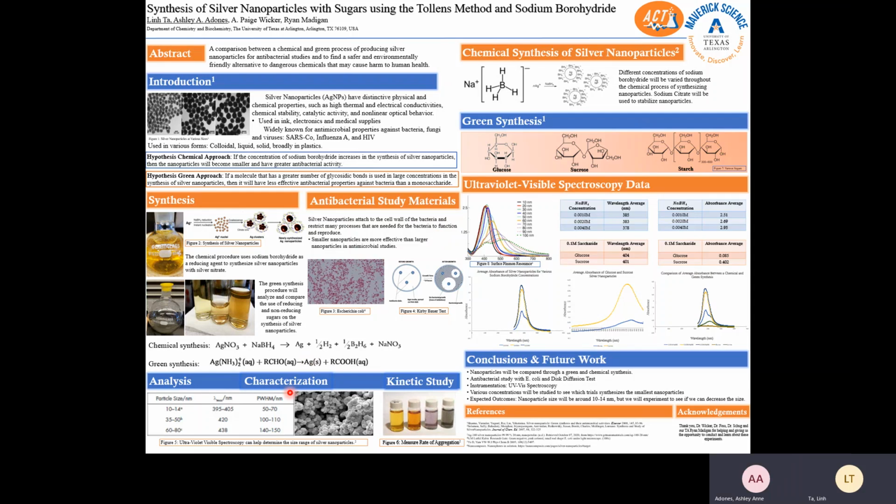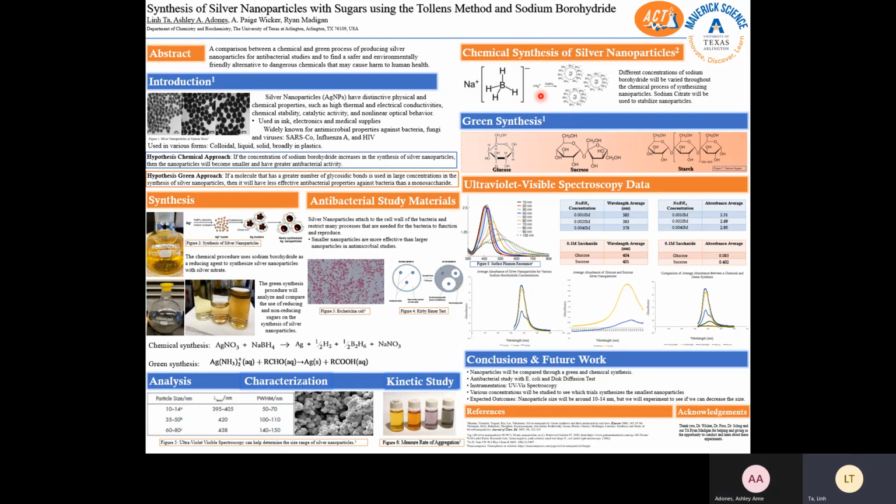And then for our analysis, characterization, and kinetic studies, we'll be using ultraviolet visible spectroscopy. So UV-Vis will help us determine the range of sizes that our nanoparticles will be in, and it can also help us monitor the rate of aggregation.